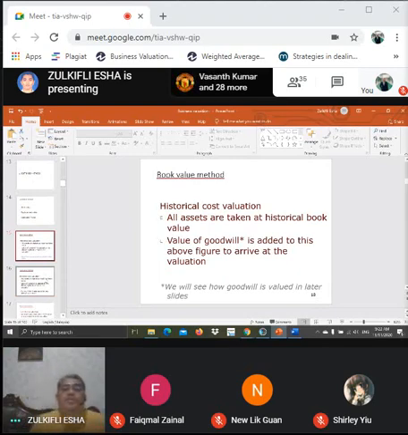So for the book value method, we will look at the historical cost valuation. So what is a historical cost? So it is mentioned here, all assets are taken at historical book value. So if you look at the accounting principles, when we did our accounting and financial management subject 2 years ago, there will be a concept of historical value. So what does historical value mean?